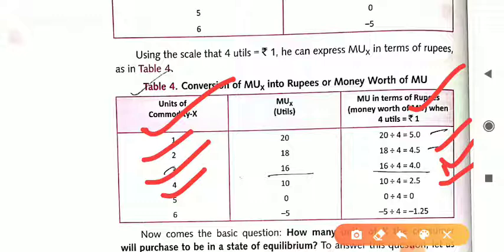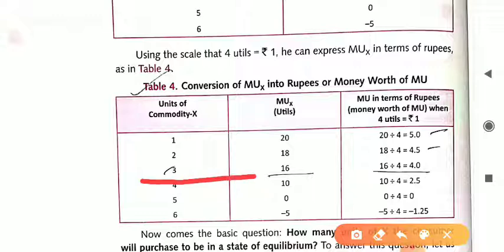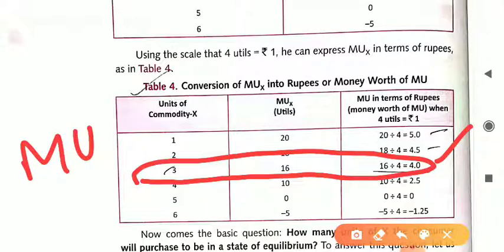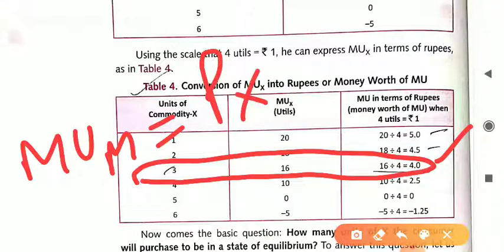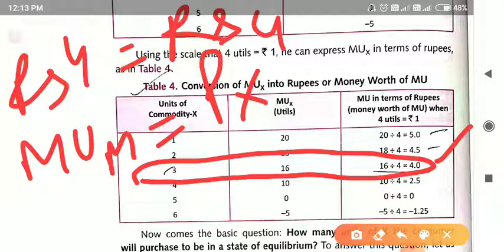When you spend rupees 4 on a commodity and get marginal utility of rupees 5, it is beneficial for us, so we will go for the product. At this point we are in equilibrium, because rupees 4 is spent on a commodity and rupees 4 marginal utility we receive. It means marginal utility of money equals the price of x. The marginal utility we receive is rupees 4 at this point, and the price of the commodity is rupees 4. That's why we are in equilibrium in the case of the third commodity.